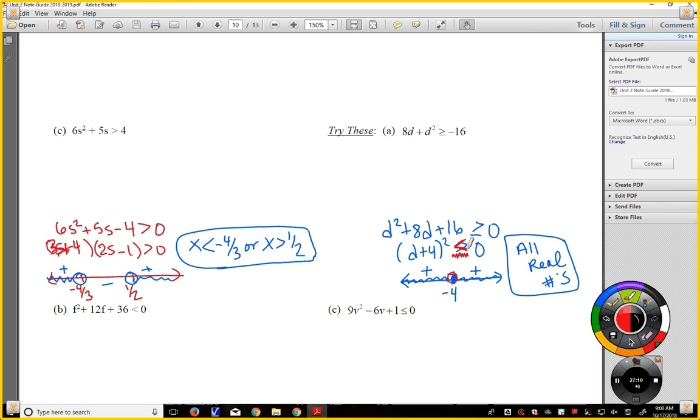Okay? What if I took the equal to sign off and I turned it around this way? So I just wanted that quantity to be less than 0. Not equal to, just less than. There would be no real solutions. Is that okay with everybody? Okay. What if I said it could be less than or equal to? Then we would just get negative 4.